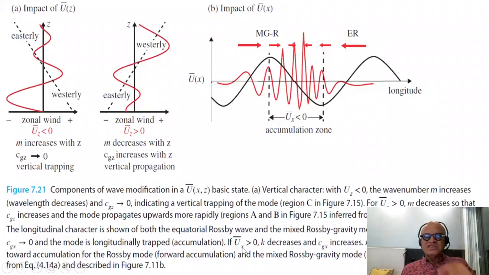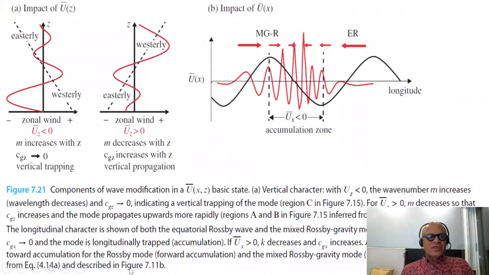So if u bar x is greater than 0, you are in a westerly regime, then k will decrease, waves will become longer in scale and group velocity will increase. Okay, so here is the increasing group velocity for the equatorial, decreasing group velocity for the equatorial Rossby waves, and decreasing group velocities for mixed Rossby gravity waves, and you have feedback to u bar x itself.